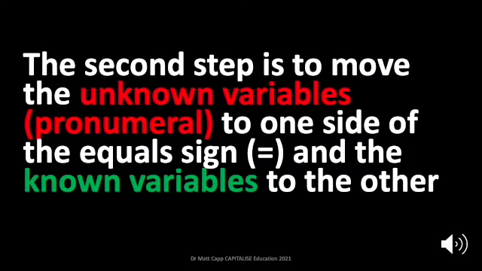The second step is to separate the unknown variables and the known variables. The unknown variables in the form of the pronumeral is placed on one side of the equal sign. The known variables are placed on the other side of the equal sign.